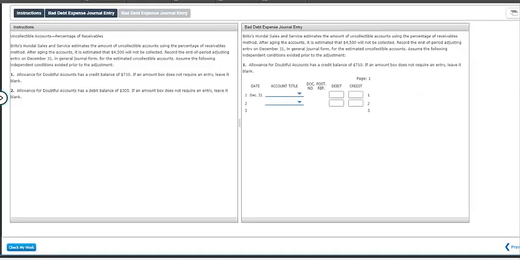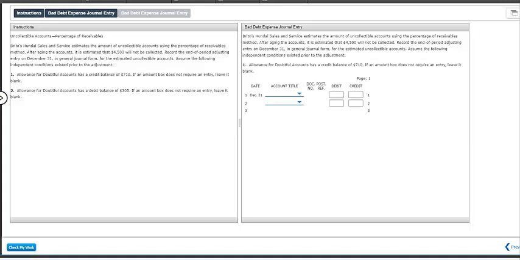We're working on number 13, or exercise 16-3 in CNOW. And we have a company who estimates the amount of uncollectible accounts using the percentage of receivables method. So the company has aged its accounts receivable, and it's estimated that $4,500 will not be collected. They need us to record the year-end adjusting entry in general journal form, and we're going to base our entry on the following assumptions.